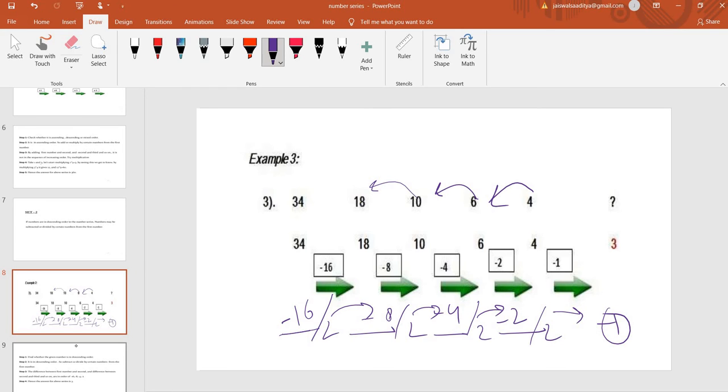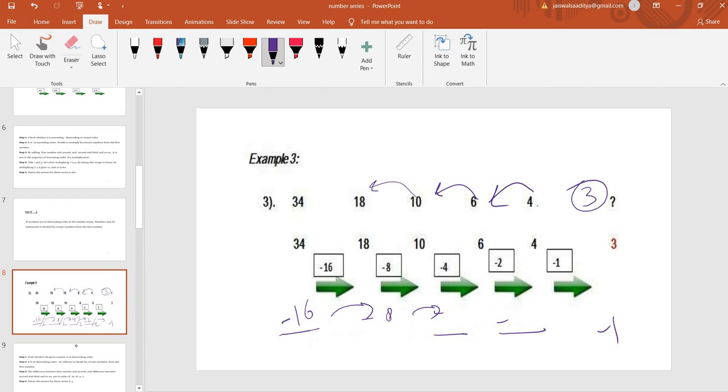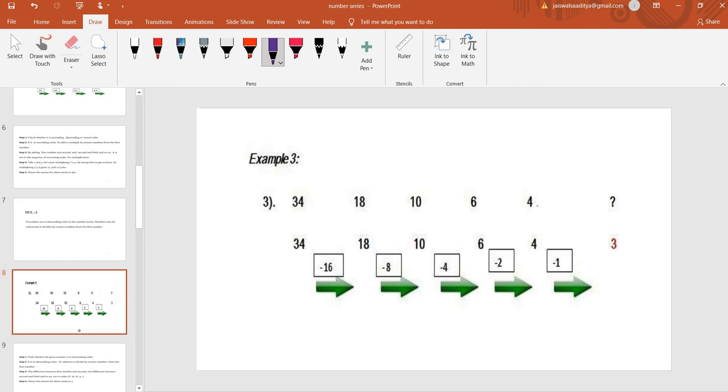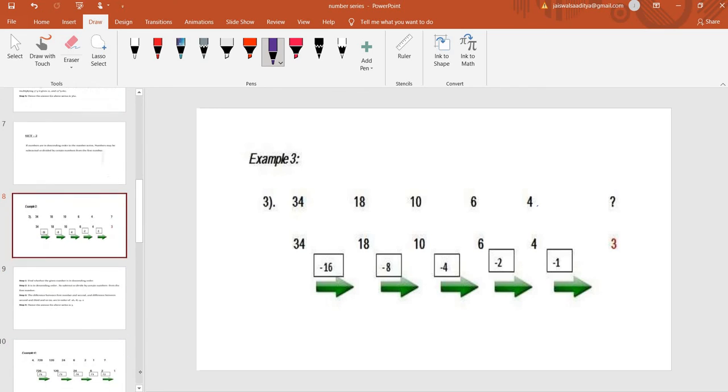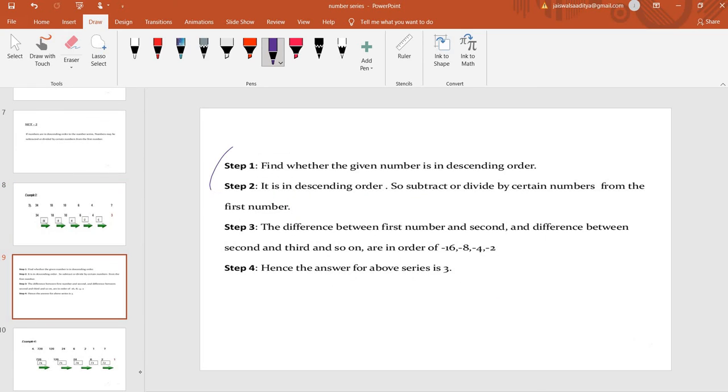So if this number is going to be minus 1, then 4 minus 1 is equal to 3. So we will get 3, correct? Here we will get 3. This also is the equation. You just have to see a pattern. These are the steps, it is written.